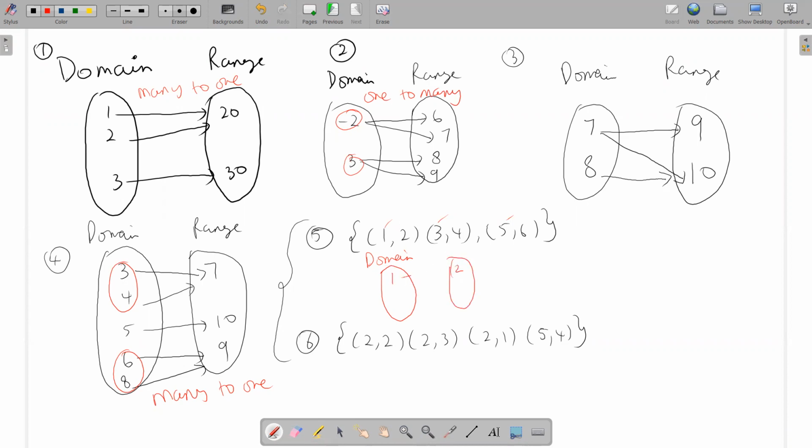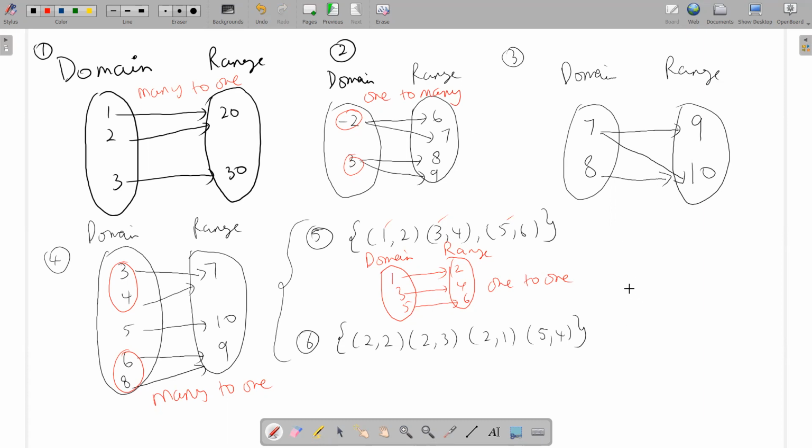1 is mapped onto 2. 3 is mapped onto 4. And 5 is mapped onto 6. So what type of relation is this? Simple, a one to one. Right? This is a one to one relation, right? One element mapped onto one element, simple. Number 5 is simple as one.